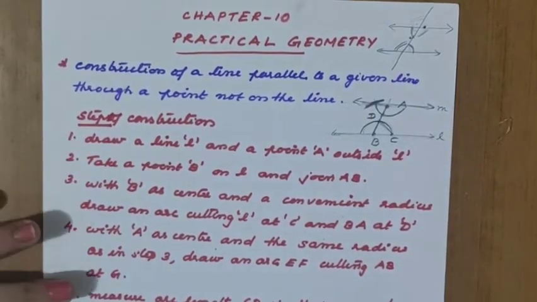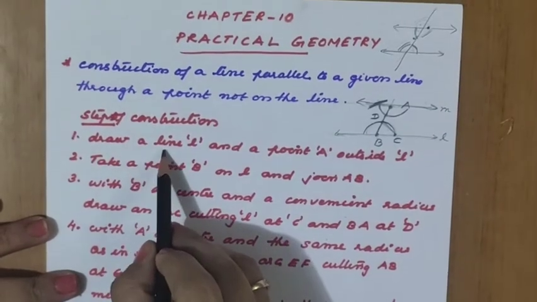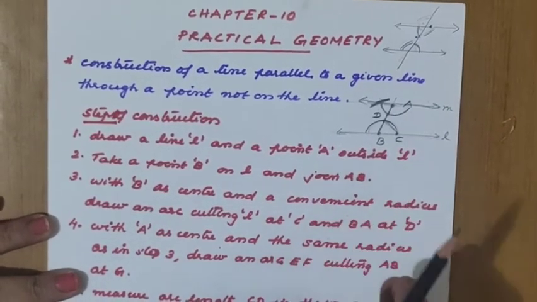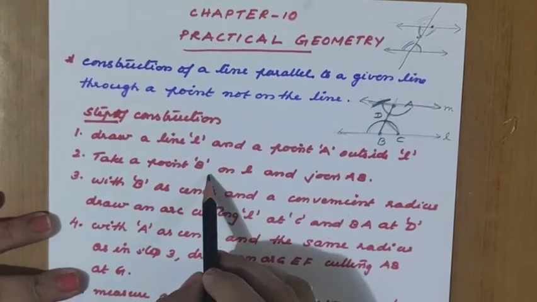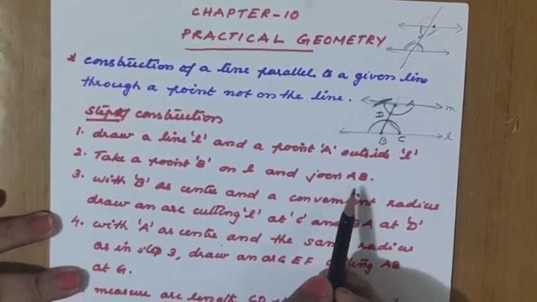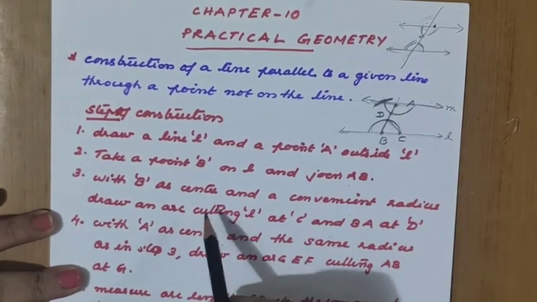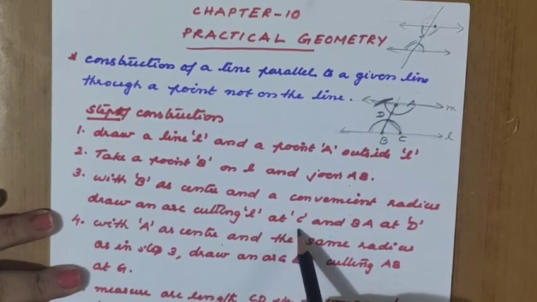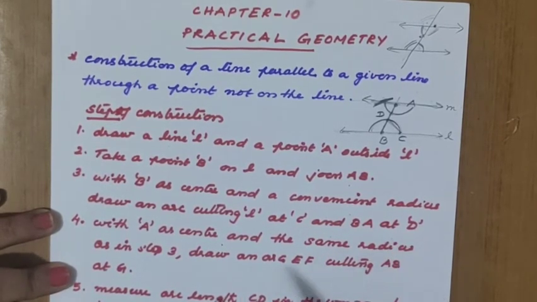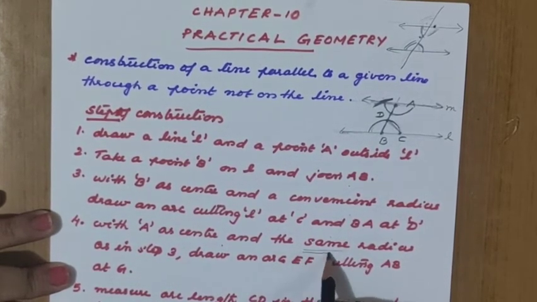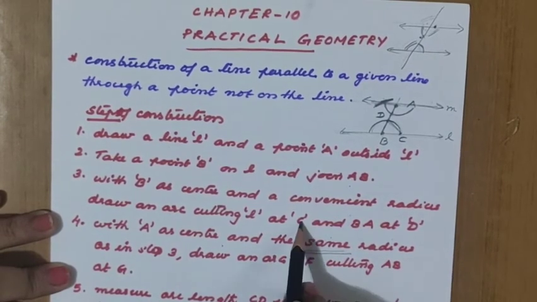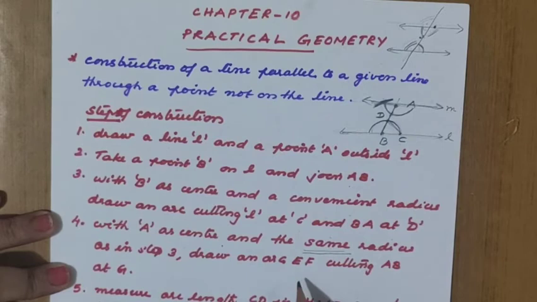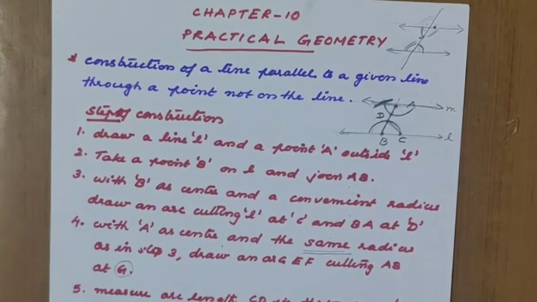Now I'll read the steps once again. What is the first step? Draw a line L and a point A outside L. Take a point B on L and join AB. With B as center and a convenient radius, draw an arc cutting L at C and BA at D. Now what is the next step? With A as center and the same radius, we are not changing the radius, keeping the same radius as in step 3, draw an arc EF cutting AB at G. Measure the length CD.